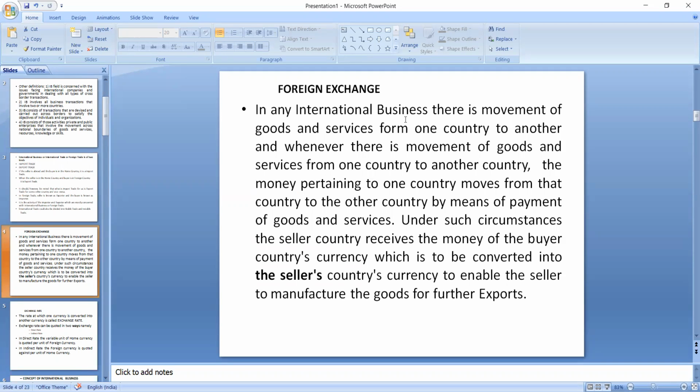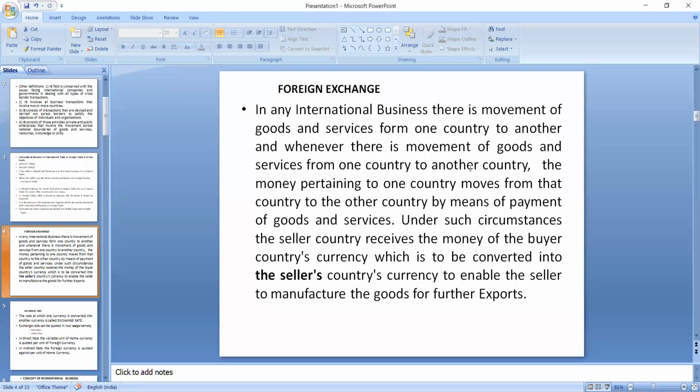When there's a movement of goods and services from one country to another, the money moves from that country to the other country by means of payment for goods and services. Under such circumstances, the seller country receives the money in the buyer country's currency, which is to be converted into the seller country's currency to enable the seller to manufacture goods for further exports. Like rupee and dollar, India and the US, rupee and euro, rupee and yen. These are examples of foreign exchange, how it happens between import and export.